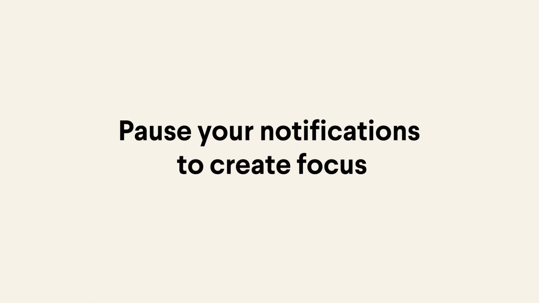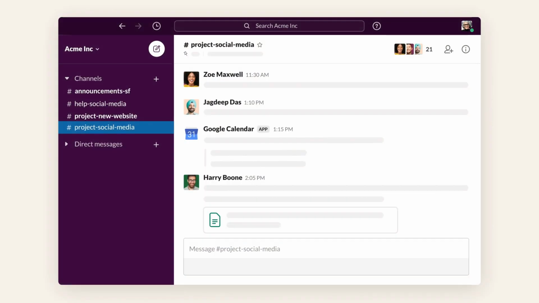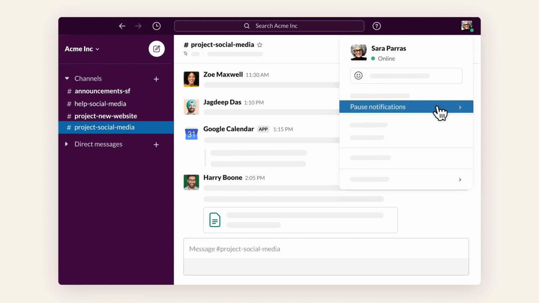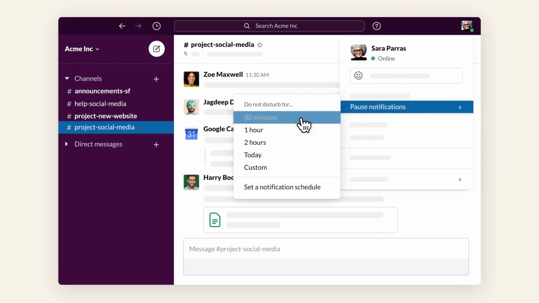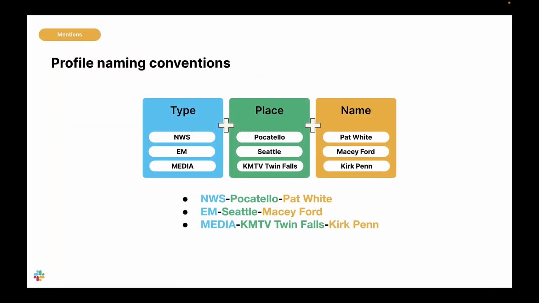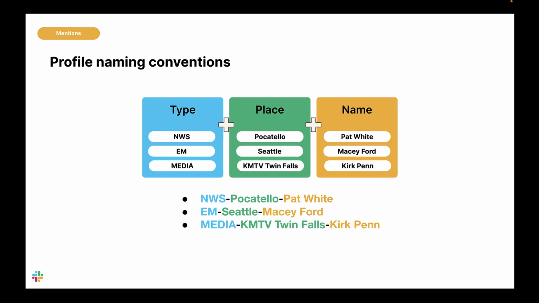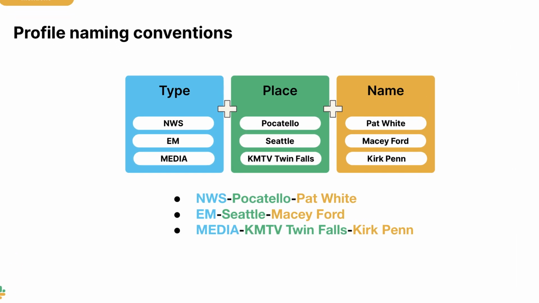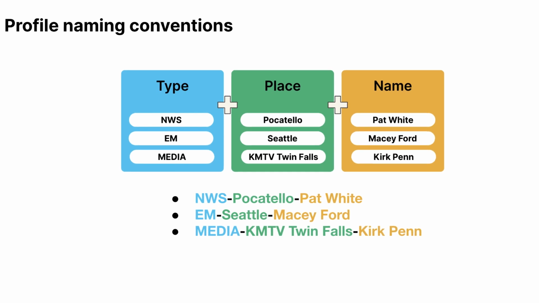For times when you need heads down focus, you can temporarily set Slack to Do Not Disturb from the user menu. This menu is also where you'll be able to access your Slack profile. As you start to collaborate and mention people in Slack, you'll notice some specific profile naming conventions. These are just a few examples of what you'll start to see in the platform. Note the differences between weather service, emergency managers, and folks from the media. We did this so you could easily and quickly recognize who you're talking to.